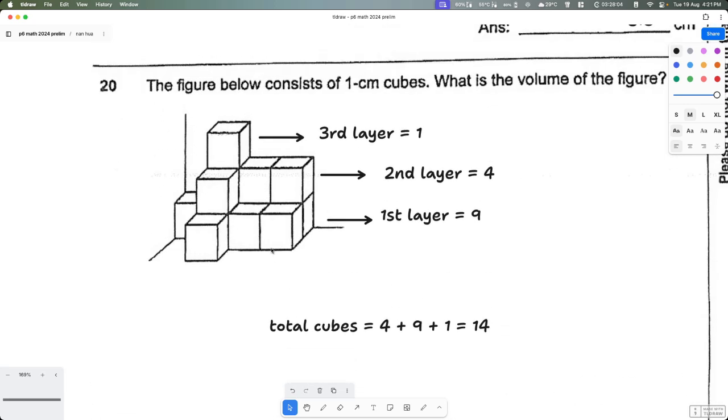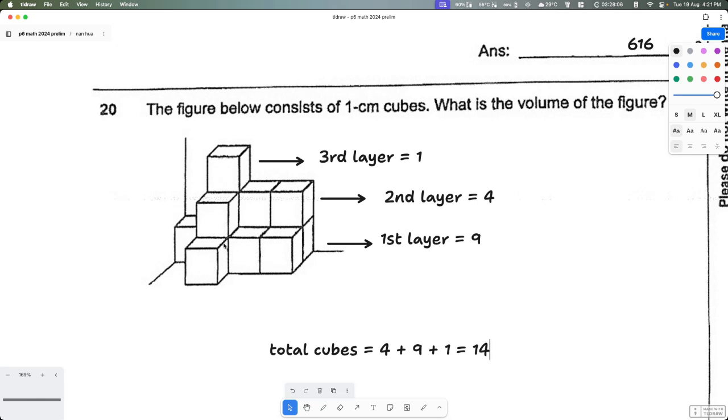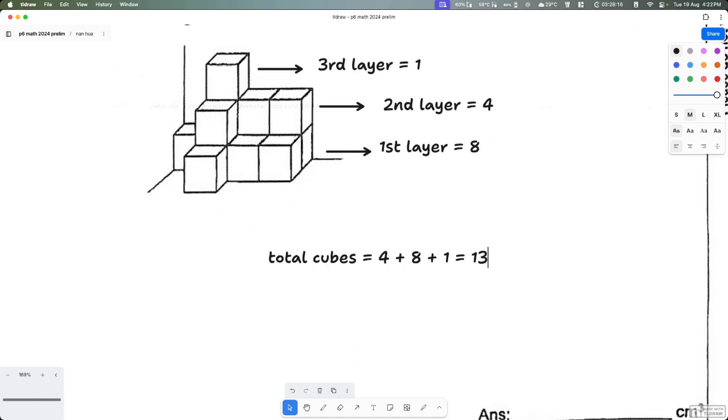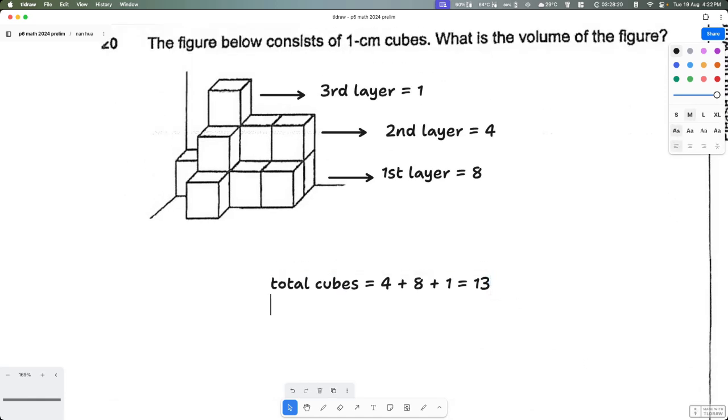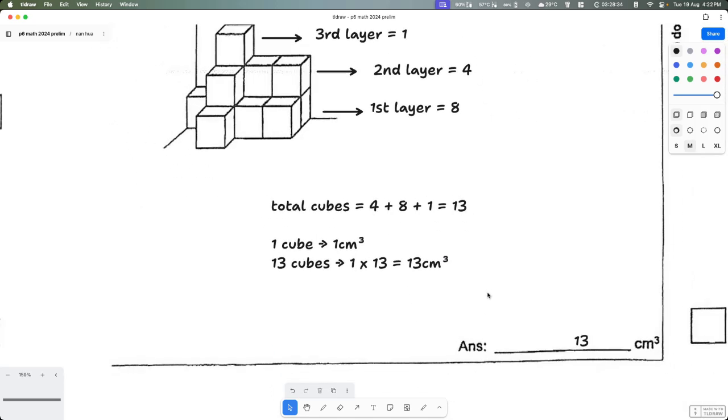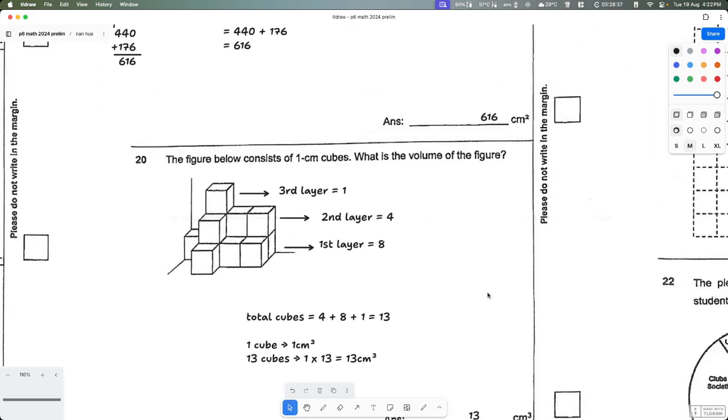Okay, so the 1, 2, 3, 4, 5, 6, 7, 8. Sorry, the first layer is 8, not 9. Okay, so 4 plus 8 plus 1, they should be 13. So that means it's 13 centimeter cube. So 1 cube is equal to 1 centimeter cube. So 13 cubes is equal to 1 times 13 equal to 13 centimeter cube. There you go, so that's the answer. All right, let's move on to the next question.